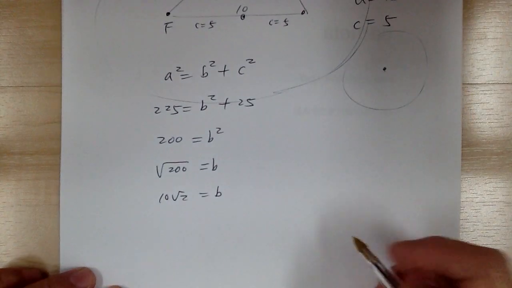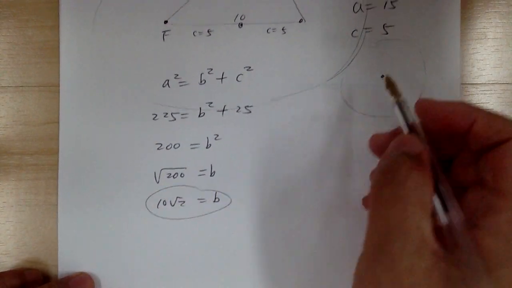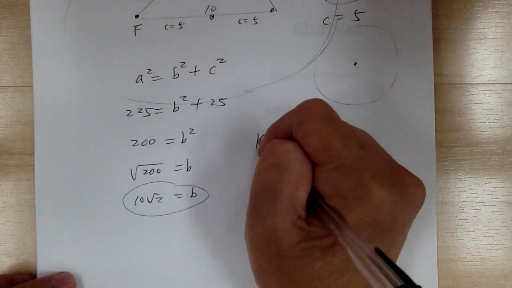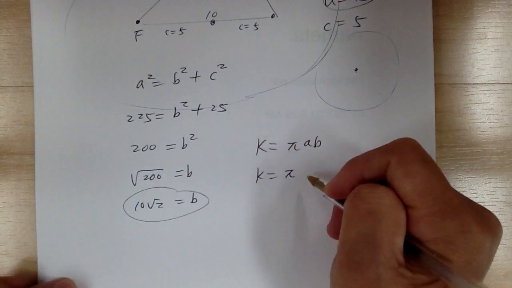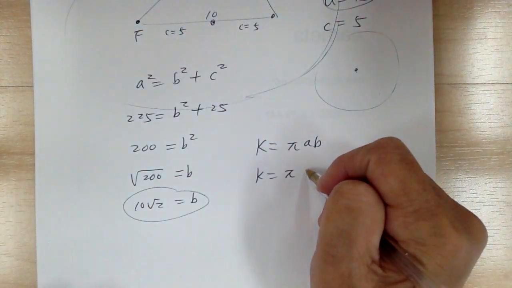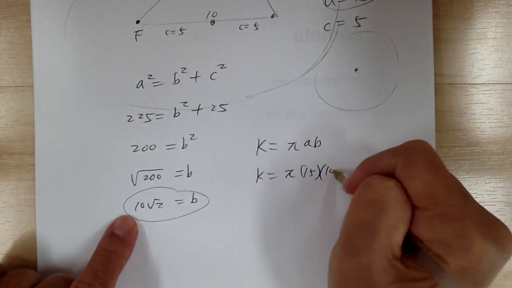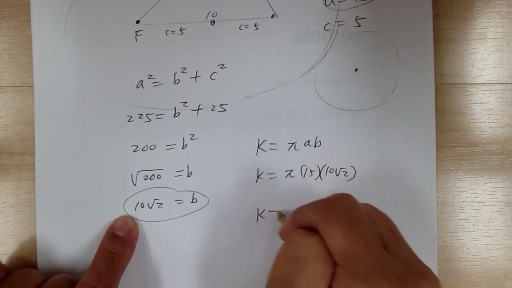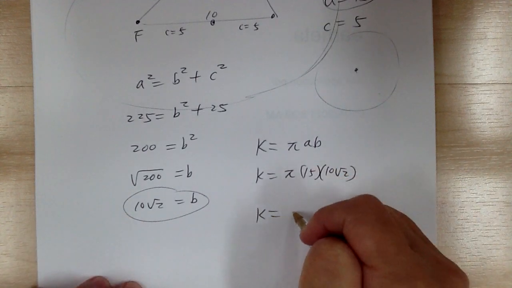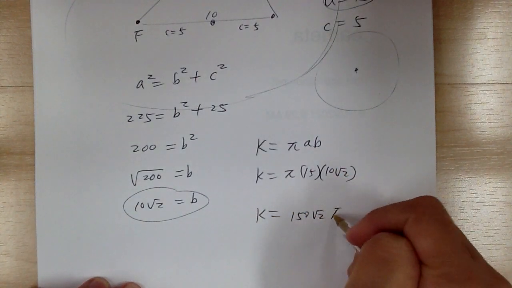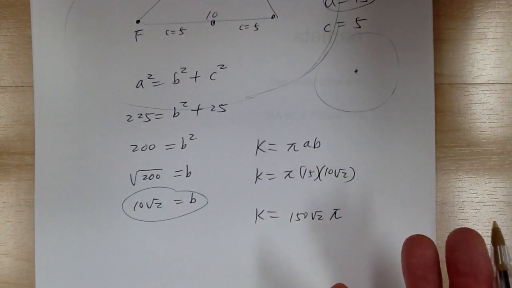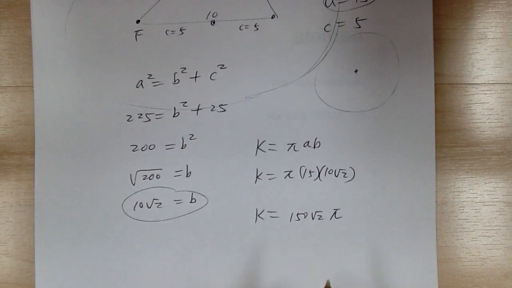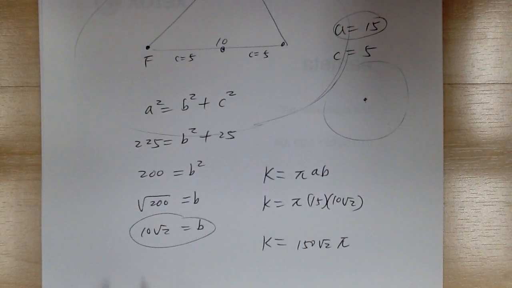Okay, so you've got B here, you've got A here. So your area equals pi AB. So it'll be pi times A is 15, B is 10 square root of 2. So the area equals 150 square root of 2 pi. Okay, so in this case, you don't even need to bother to find the equation of the ellipse, because all you need is to find A and B, then you can get the area.